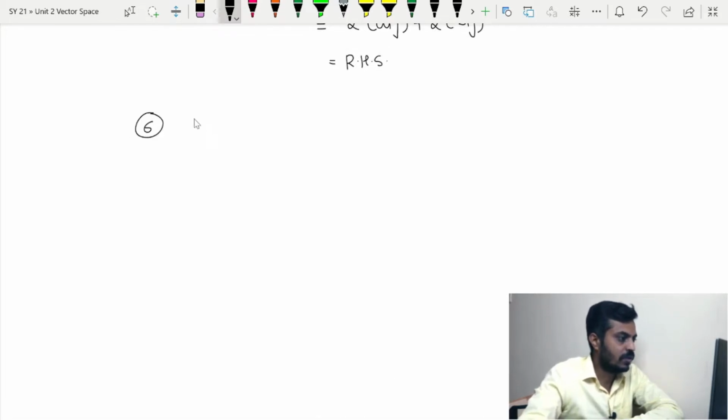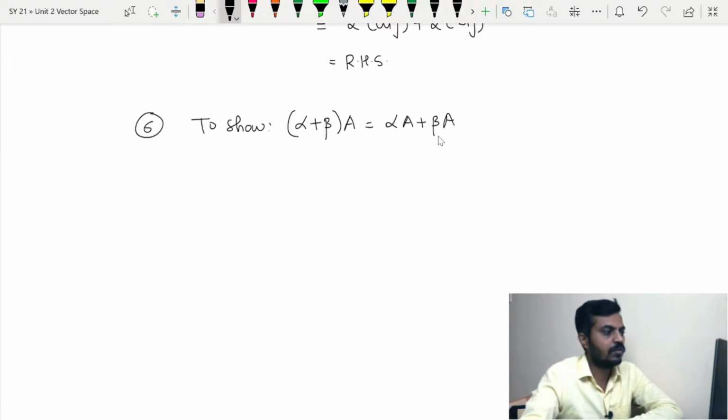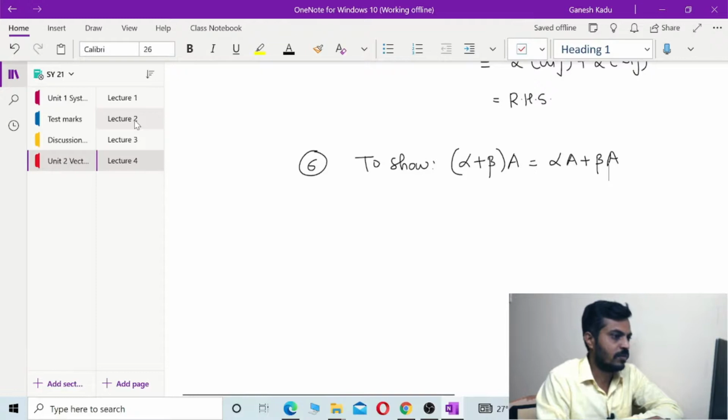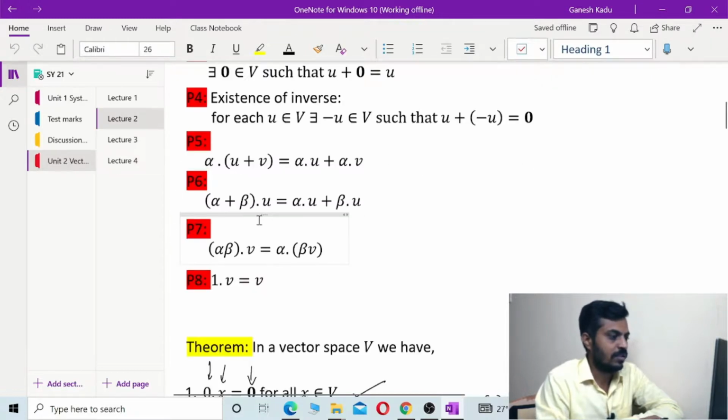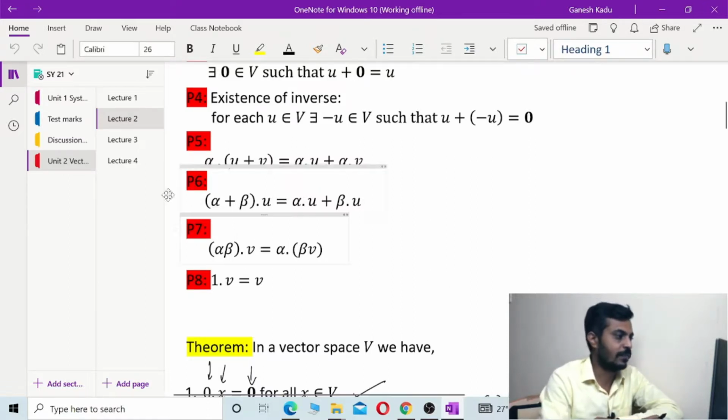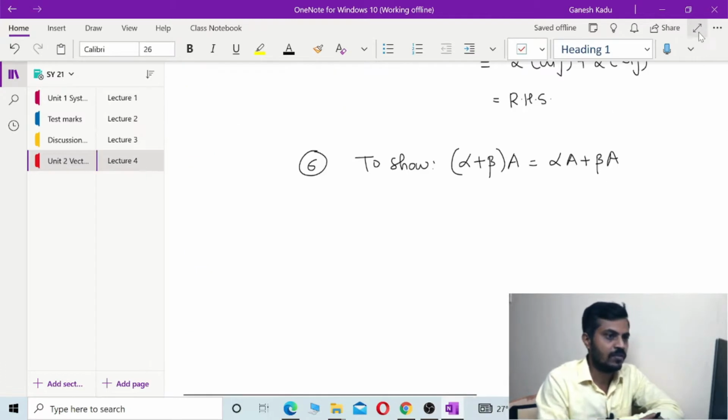In the sixth property we have to show that alpha plus beta A is equal to alpha A plus beta A. Am I right? If you recall the sixth property, let me show you what it is. Our sixth property is alpha plus beta u is equal to alpha u plus beta u. We are just replacing u by our matrix A. That is the only difference, right?